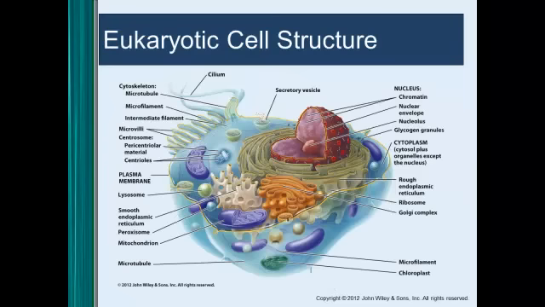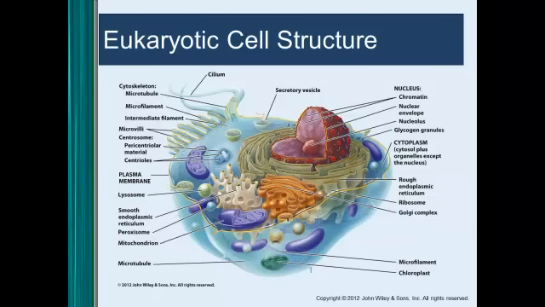Now let's move on to eukaryotic cell structure so that we can differentiate this from the prokaryotes that we've just discussed. Eukaryotes are larger and more complex than prokaryotic cells. Most eukaryotic cells have a diameter of more than 10 micrometers, and many are much larger. They contain a variety of highly differentiated structures.